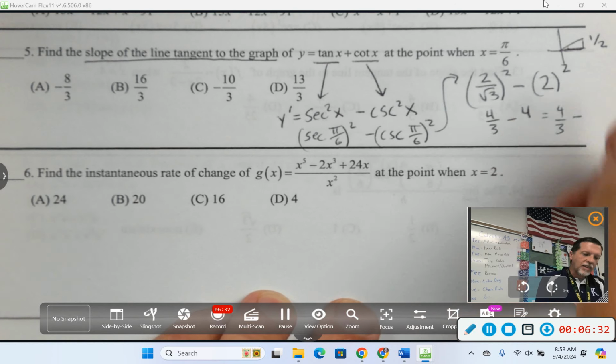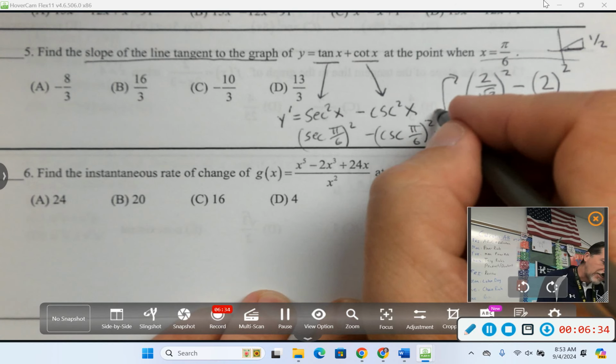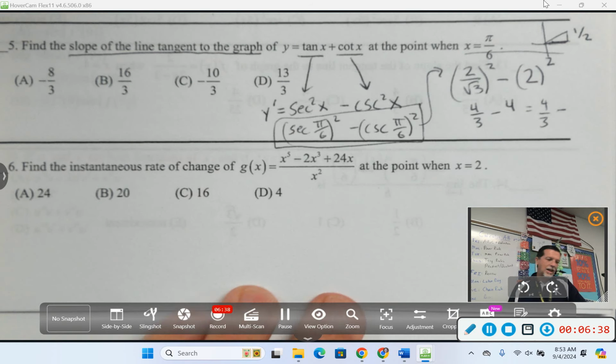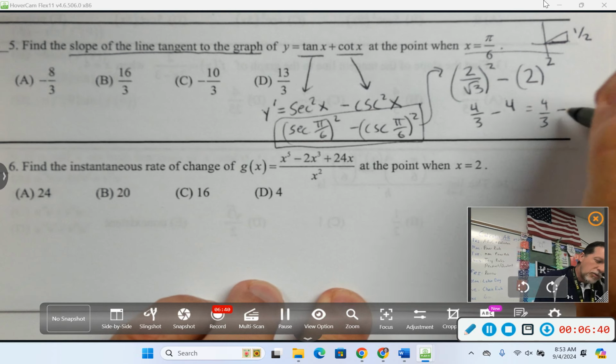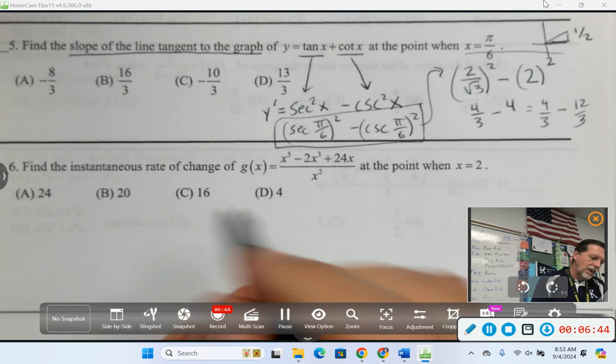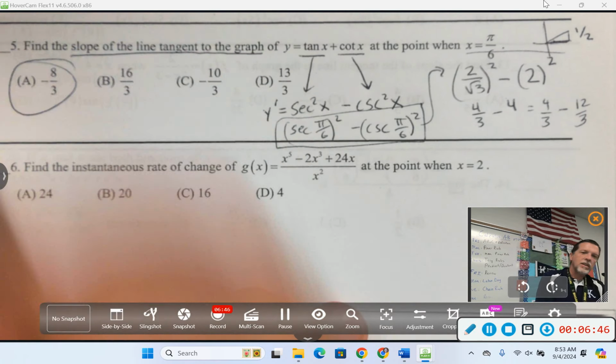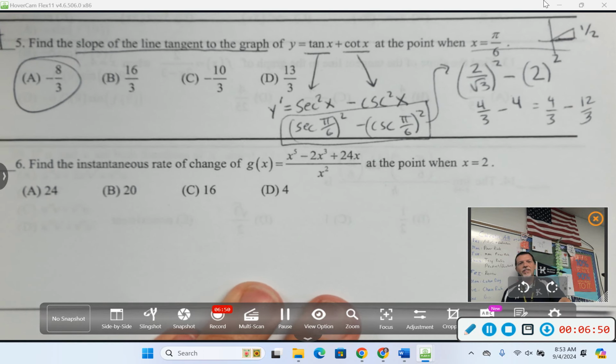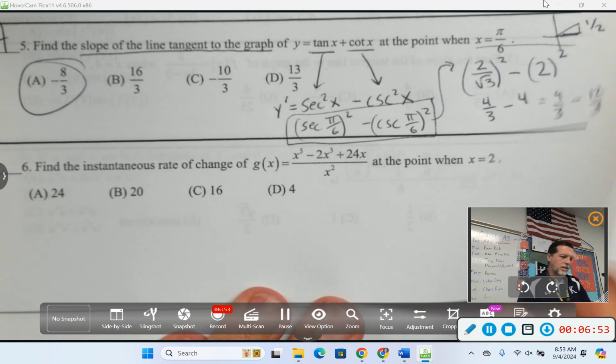As a safe stop, I could have stopped all the way back there, but not an option. 4 would be 12/3, so negative 8/3. Always reassuring when you get an answer that's one of your answer choices.